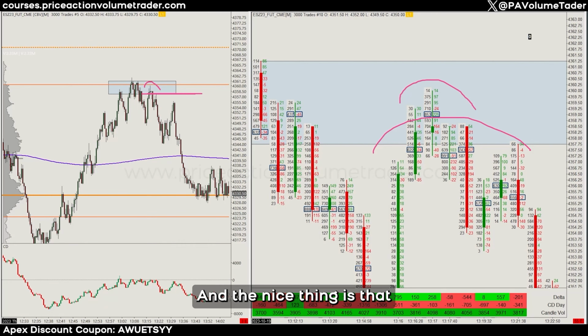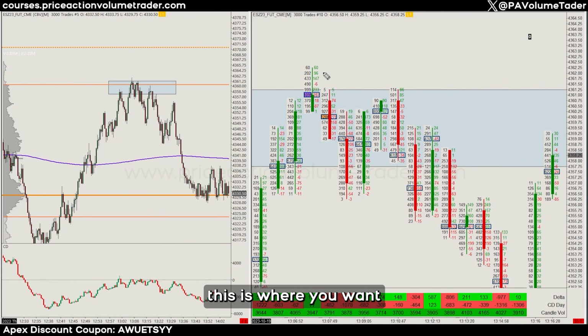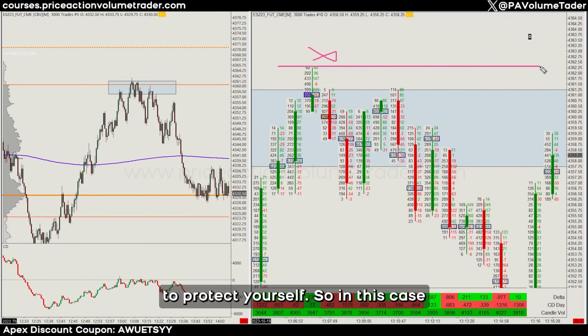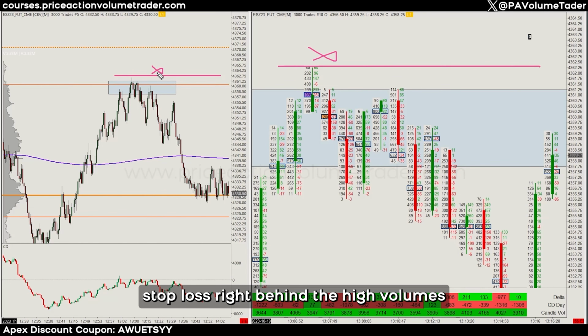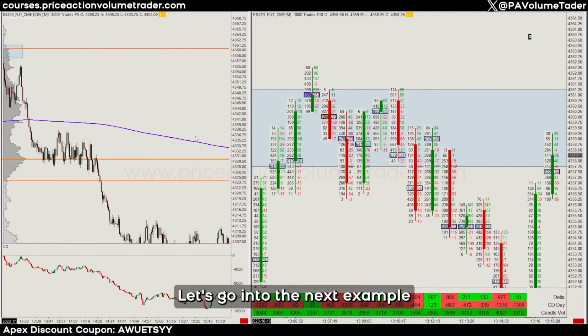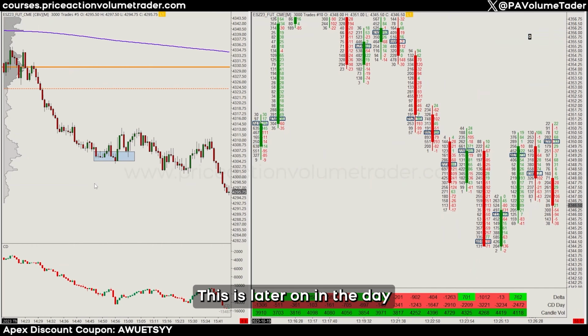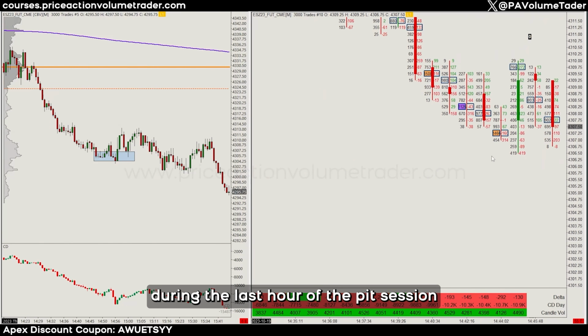So then this could have been a great entry area right on this retest back into here. And the nice thing is that once you spot the high volumes, this is where you want to protect yourself. So in this case, you have a stop loss right behind the high volumes, and then you get a nice risk-reward entry right over there. Okay, let's go into the next example right here. This is later on in the day, close to 3 o'clock during the last hour of the pit session.